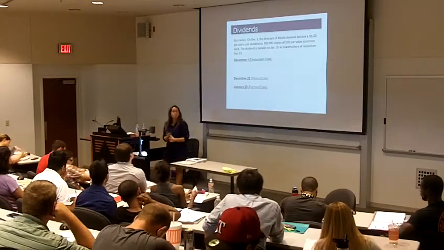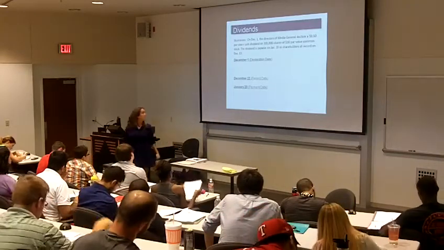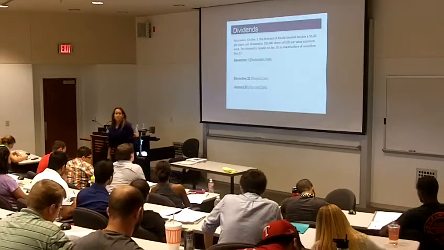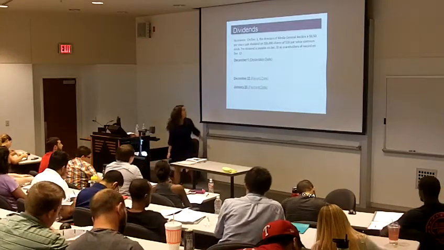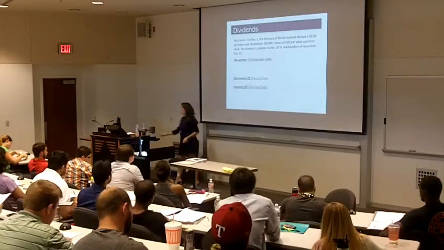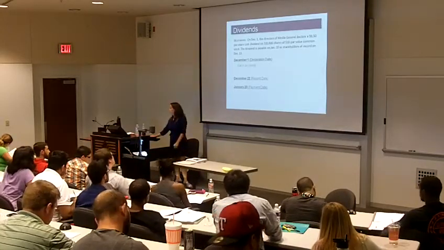There's a declaration date, which is the date the board of directors gets together and says, we are issuing a dividend of 50 cents. And then there's a record date. The record date just means that if you own a share of stock on that record date, or strike date, you get the dividend. And then the payment date of the dividend is the date that the checks are actually written.